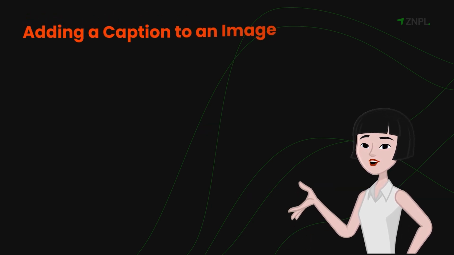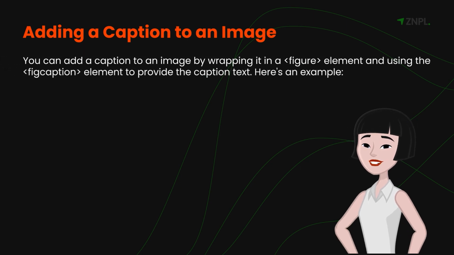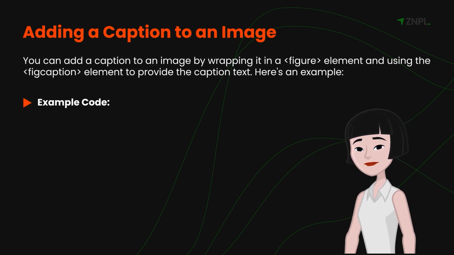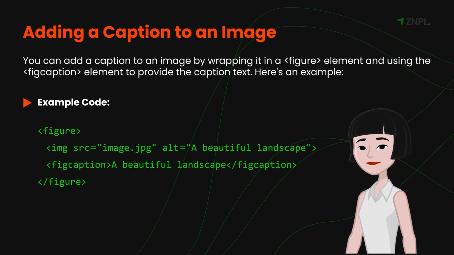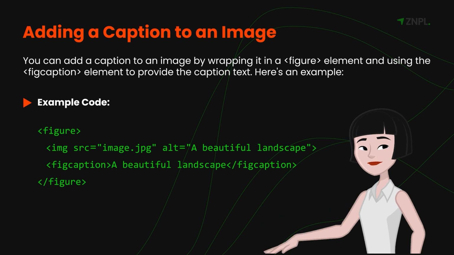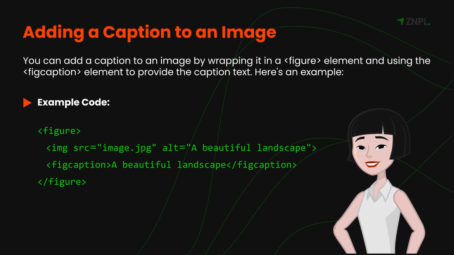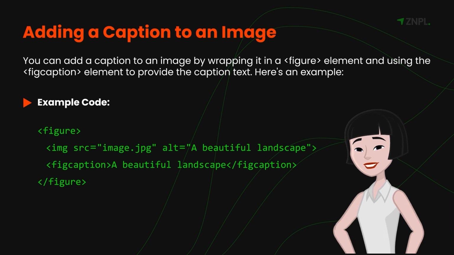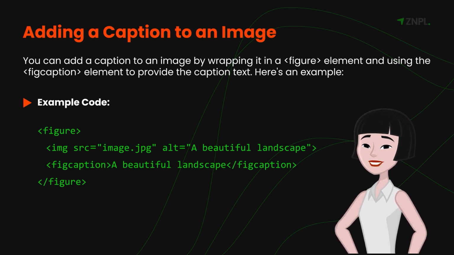Adding a caption to an image. You can add a caption to an image by wrapping it in a figure element and using the figcaption element to provide the caption text. Here's an example. In this example, the img tag is wrapped in a figure element. The figcaption element provides the caption text, which will be displayed below the image.